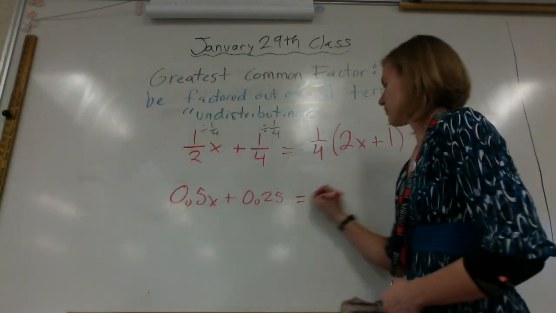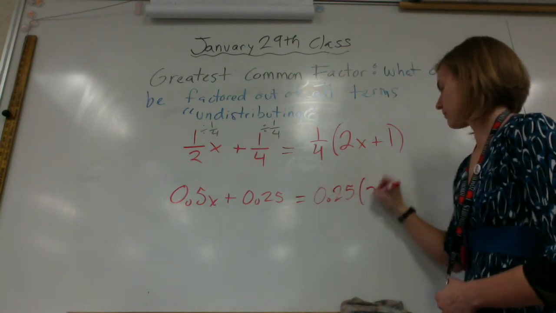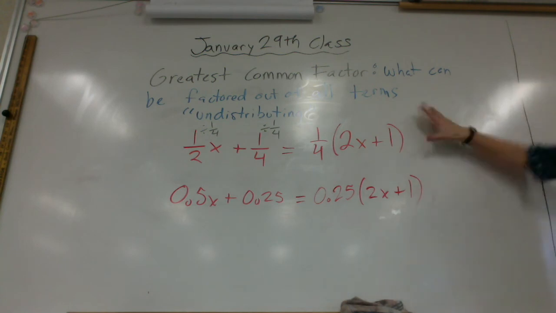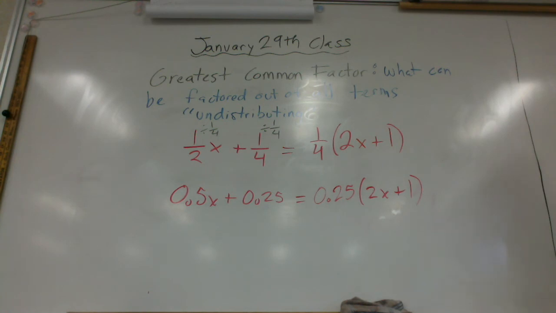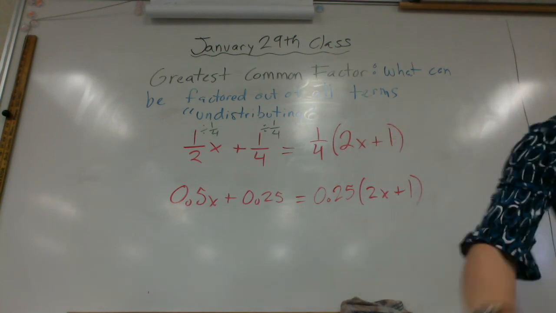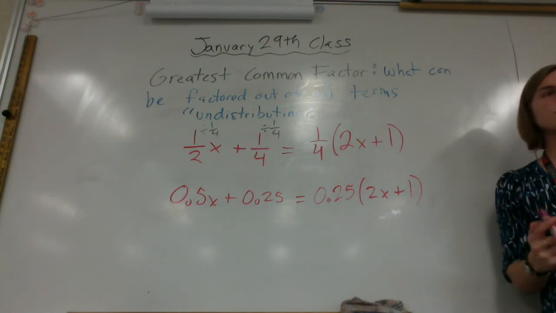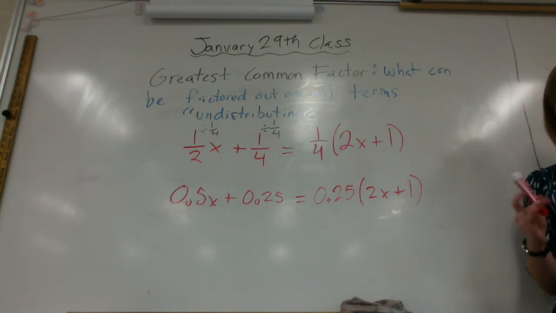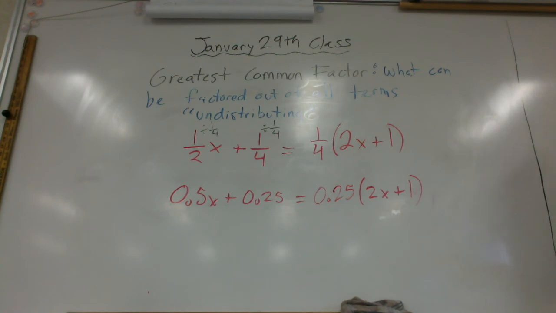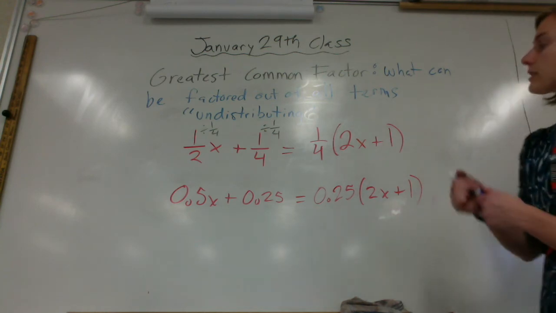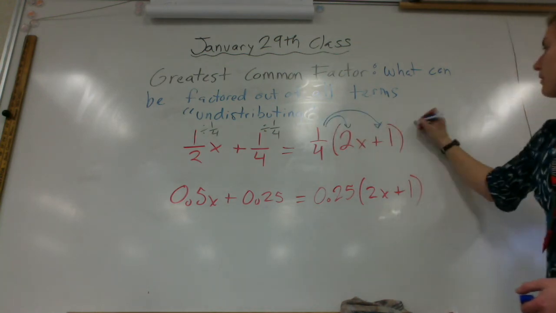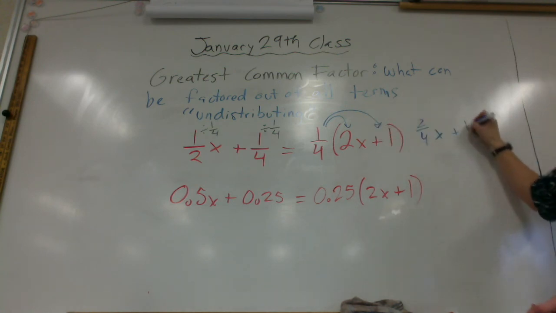0.25. I personally think the fraction seems a little bit easier with this sort of stuff, but you are welcome to do it with decimals. And these are definitely ones, because they're a little bit weirder, you're going to want to redistribute to check yourself to make sure you did it right. Exactly. That's how we know we did it right, because if I redistribute it, that's 2/4x, which is 1/2 plus 1/4. So we did it right.